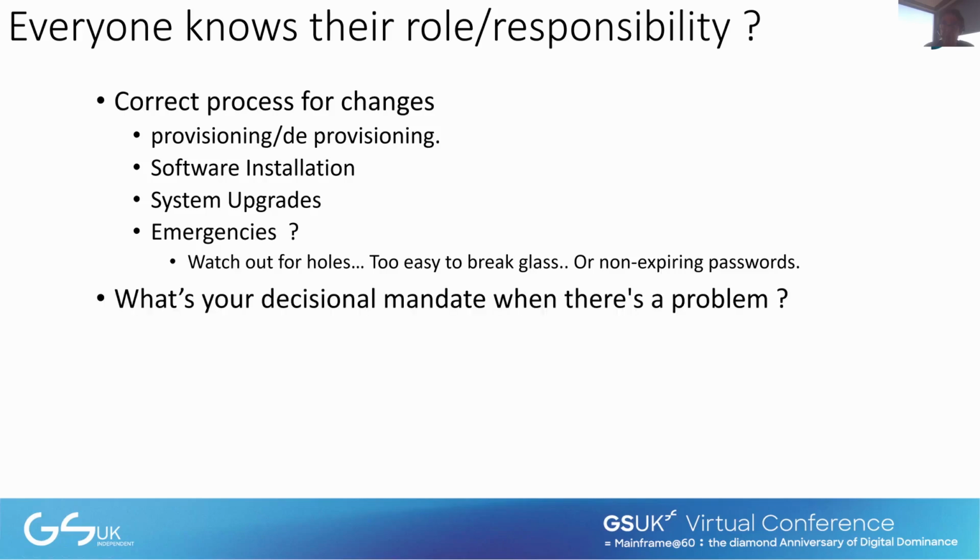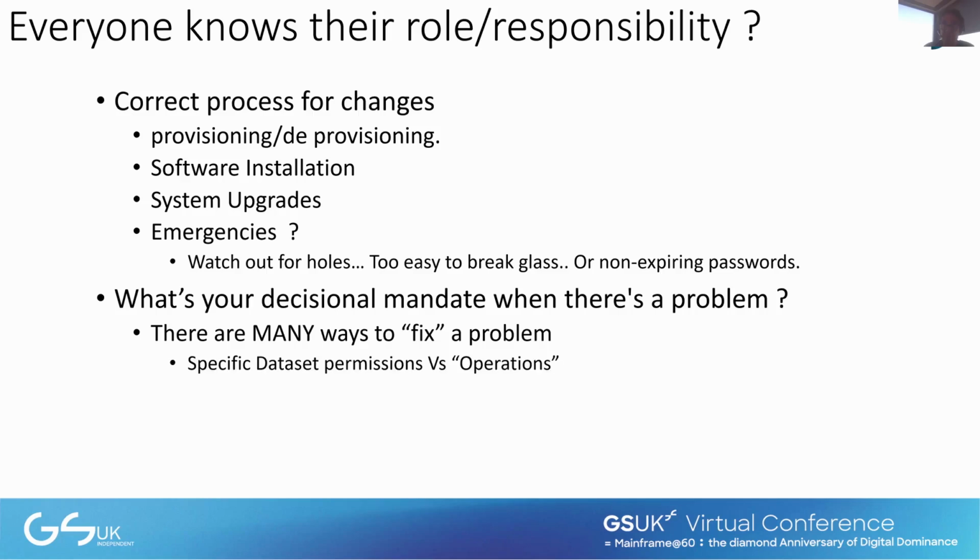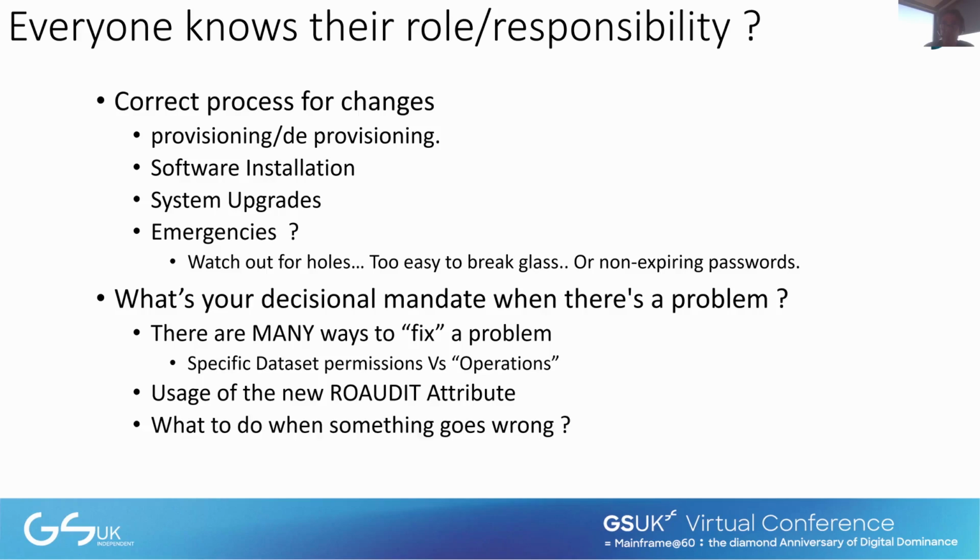Beyond that, and finally, what's your decisional mandate when there's a problem? Who does what? Knowing your roles. There are always many ways to fix a problem. I always talk about a guy who doesn't have access to a data set, so just give him OPERATIONS. Yeah, but we don't do that, obviously. But you need to know how to do it, how we're going to use the readout, and what to do when something goes wrong, and who you're going to call. These are the things, certainly in the beginning, that you need to know.